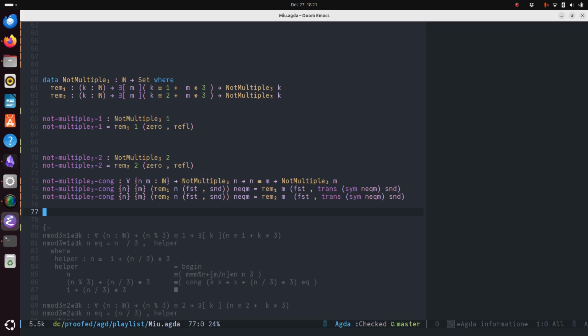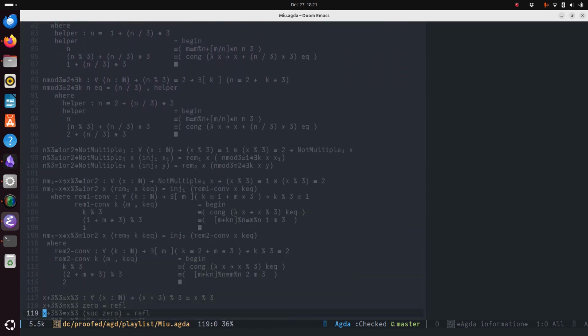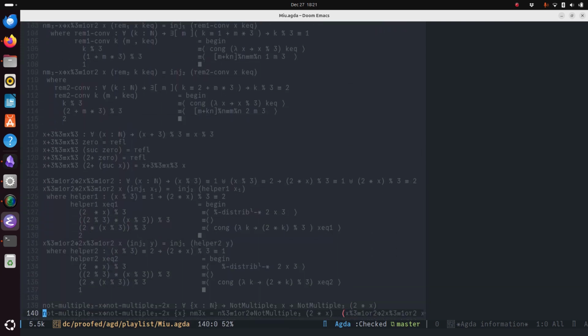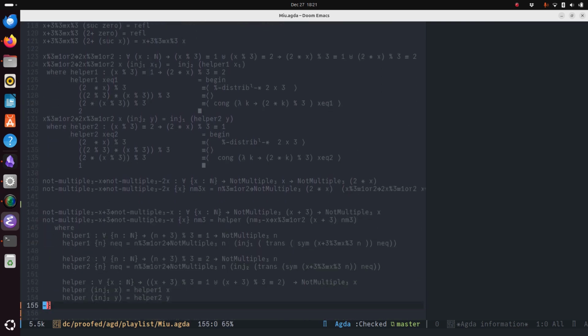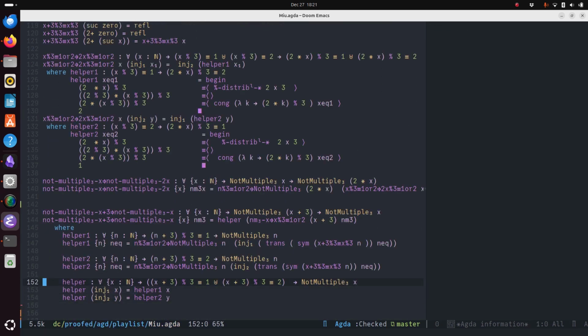Relying on Agda's rich standard library, I have proved a bunch of lemmas around non-multiples of 3. I'll uncomment them now. We can revisit them later if time permits. The entire section is to prove these two lemmas. This lemma says that if x is a natural number and x is not a multiple of 3, then so is 2 times x. So if x is not a multiple of 3, 2x is also not a multiple of 3. This other one says that for any natural number x, if x plus 3 is not a multiple of 3, then x is also not a multiple of 3.